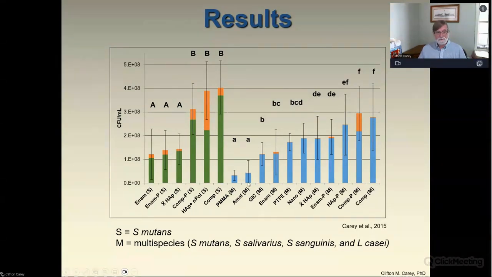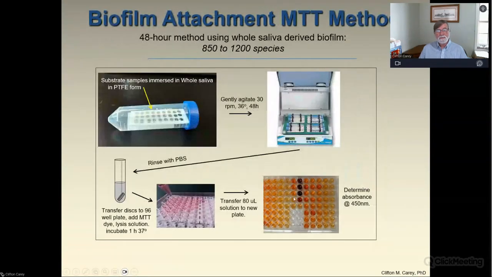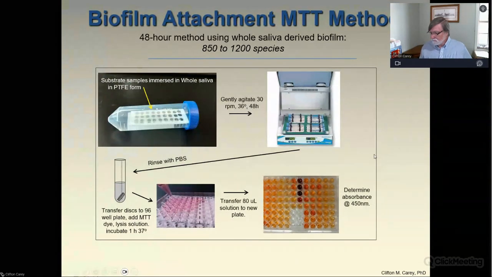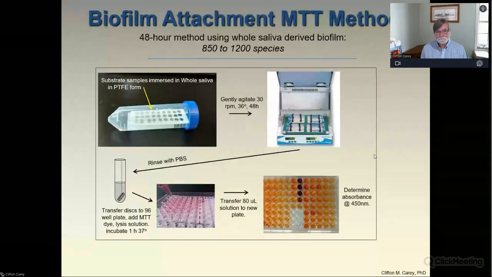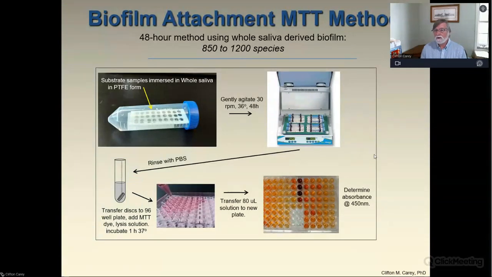What this whole series of experiments tells us is that the substrate does matter, and that sometimes the biofilm will actually succeed better on the polymer substrate than on the tooth. But we didn't like the system that well because we couldn't test for an overall biofilm, where remember more than half of the bacteria in the mouth can't be cultured. So we wanted to be able to go a little further than that.